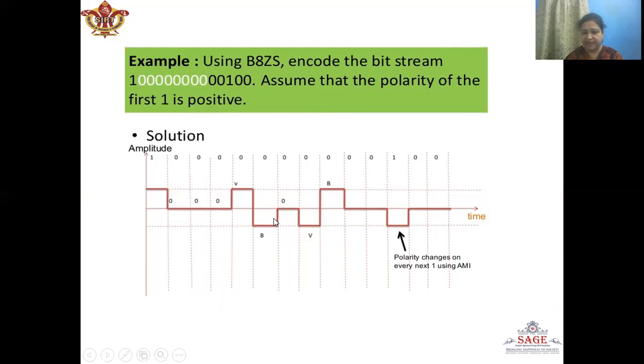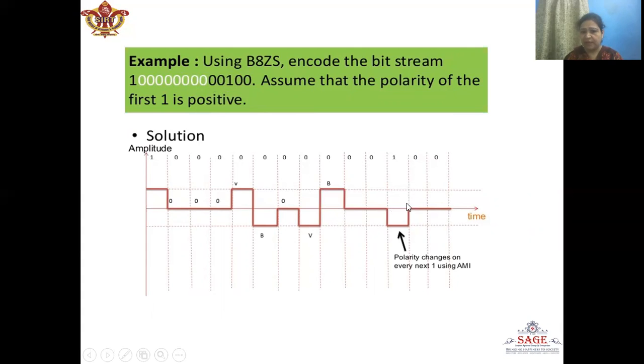Then B will be negative, then 0. Again, V violation means since the previous was negative, the violation bit will also be negative, then B will be positive. Now we will have 2 more zeros. These 2 zeros will be represented by 0 voltage level.